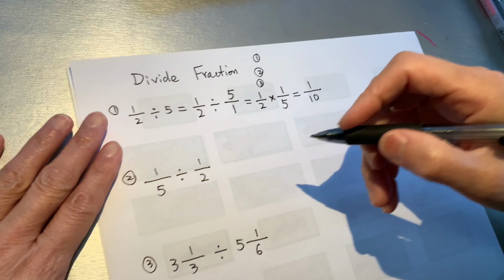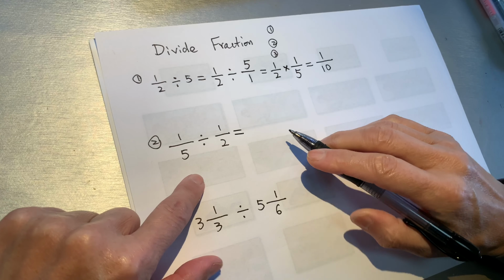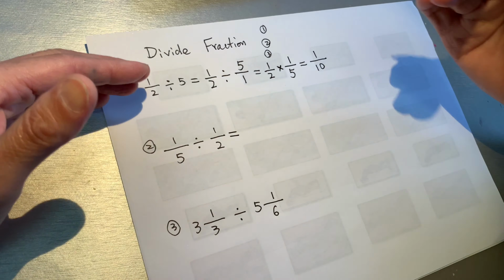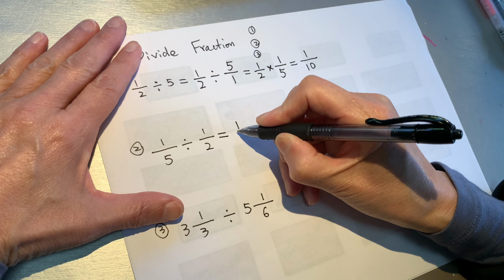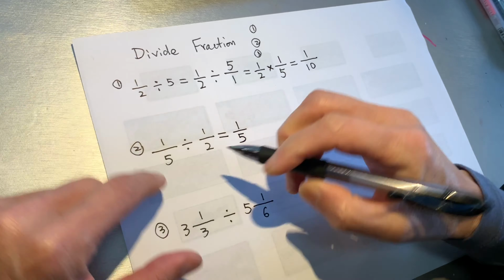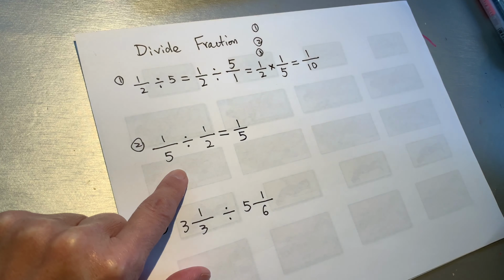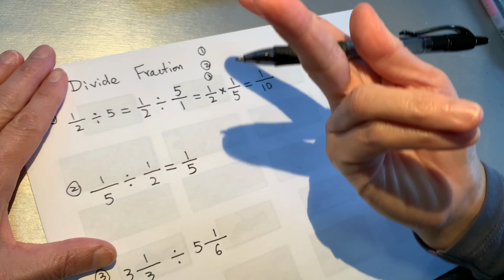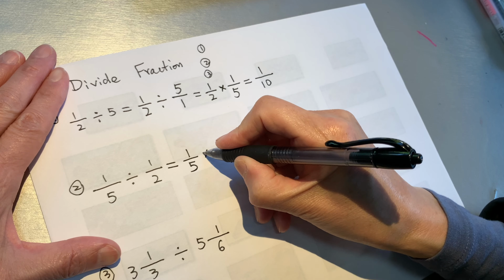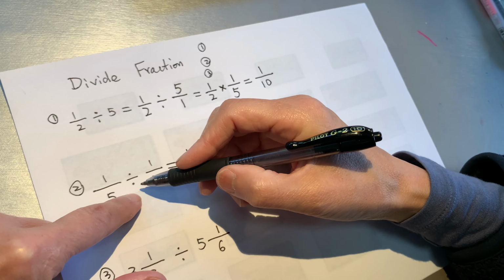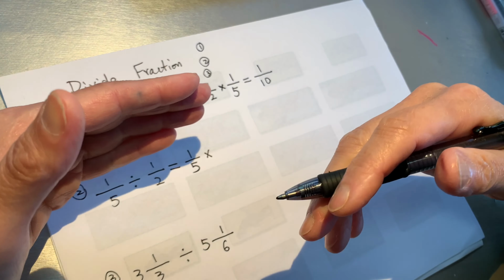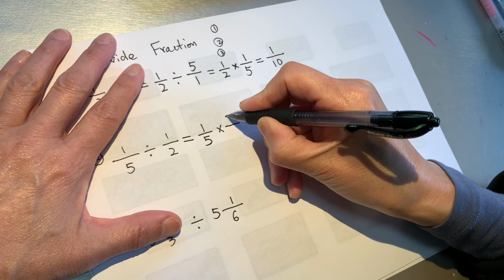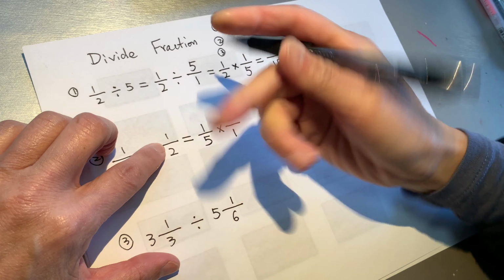So first, put everything in place. This one already has everything in place. We just need to turn it upside down. 1 over 5, first number, never, ever change. Second number, flip it up. Multiply and divide are opposite operations. 2 over 1.